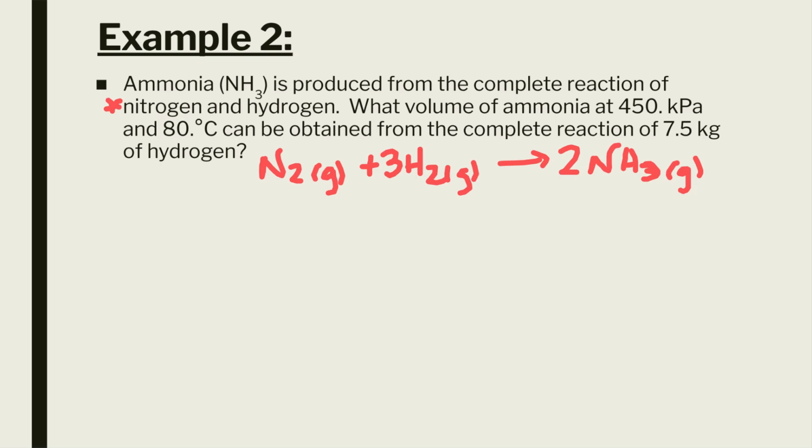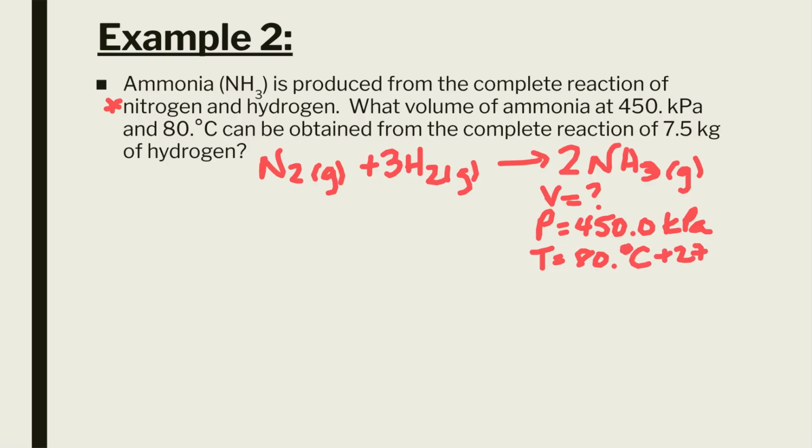Write down what you know. So it's saying what volume of ammonia can be obtained. So my volume is my unknown. The pressure is 450 kPa. And the temperature is 80 degrees C. We're going to add on 273 right away, and we're going to get a value of 353 Kelvin. And again, they don't tell you the R value, the gas constant. They assume you know it. So you can write it down if you want or just stick it in the formula.